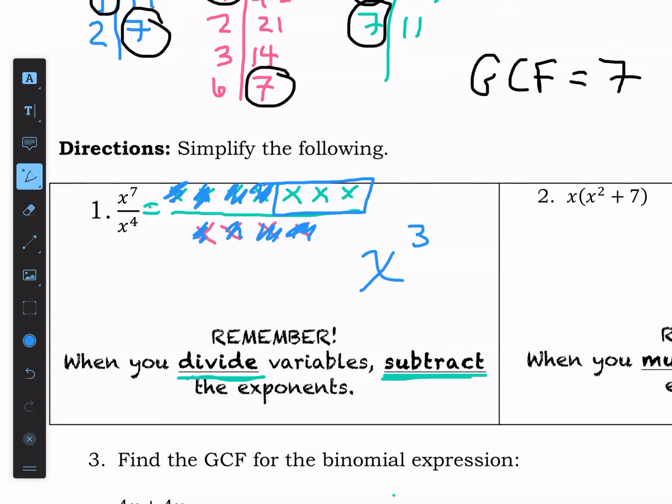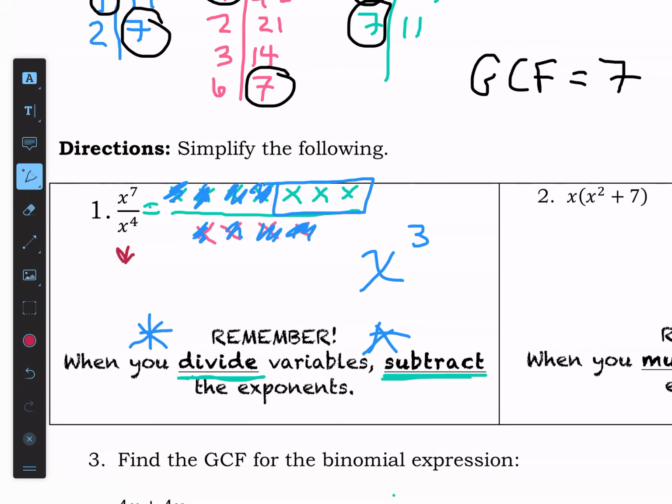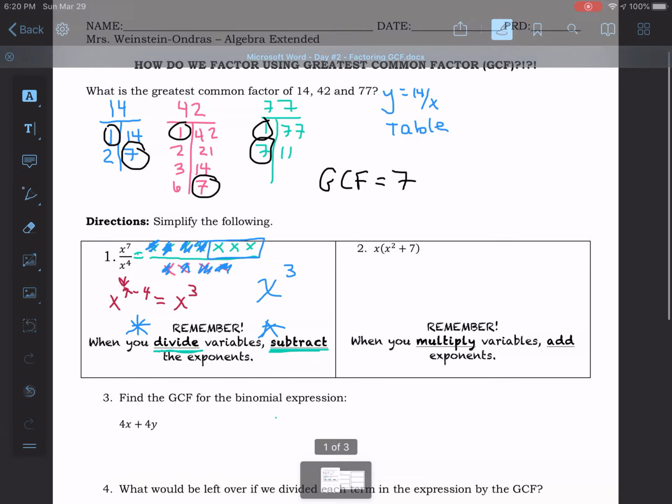Now, you don't need to do this whole thing every time as long as you can remember the rule, which is just that when you're dividing, you always subtract your exponents. So think about it this way: x to the 7th divided by x to the 4th is x to the 7 minus 4, which is equal to x cubed. So you don't need to do the whole long thing, I just wanted to show you what was happening there.